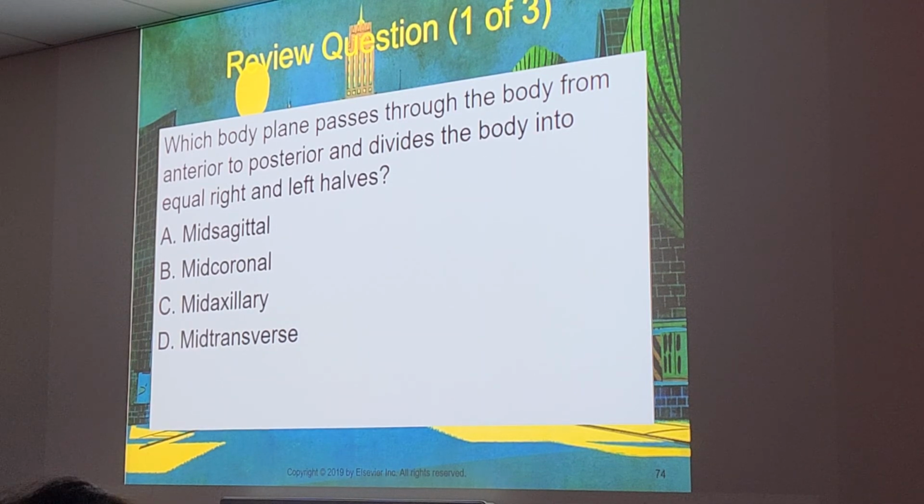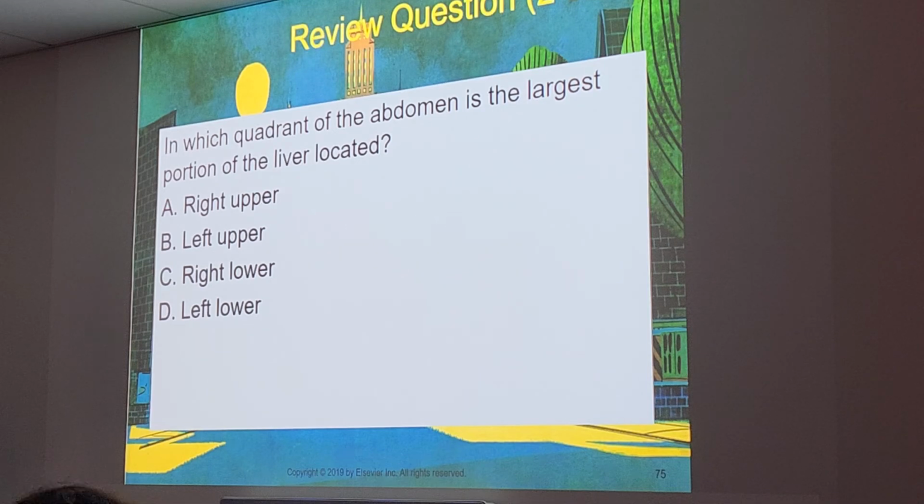So go with it. Next question here. We just talked about this. In which quadrant of the abdomen is the largest portion of the liver located? Right upper quadrant, R-U-Q. The largest portion of the liver is in the right upper quadrant.